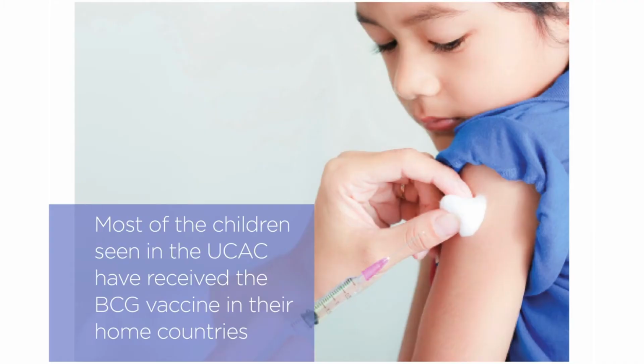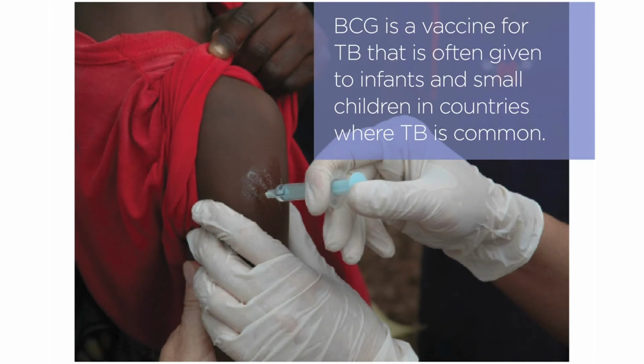Most of the children seen in the UCAC have received BCG, or Bacillus Calmette-Guerin vaccine in their home countries. BCG is a vaccine for TB that is not widely used in the United States, but it is often given to infants and small children in countries where TB is common. The BCG vaccine does not protect people from getting TB. Instead, the BCG vaccination prevents people who have acquired TB in their lungs from developing TB at other body sites, such as the brain or bones.